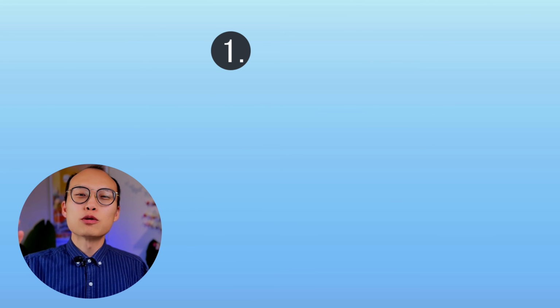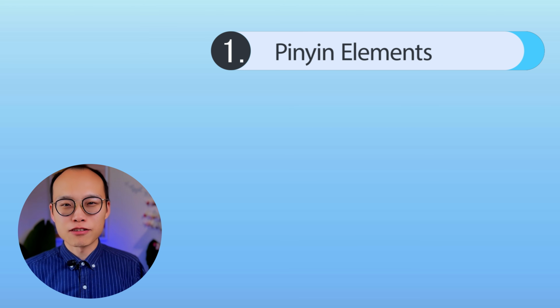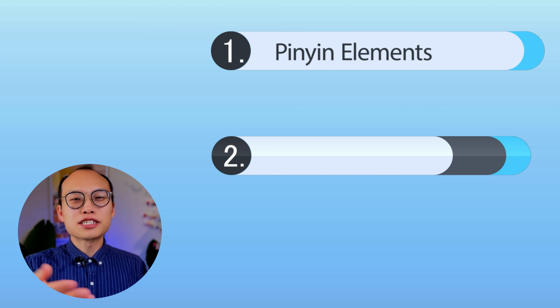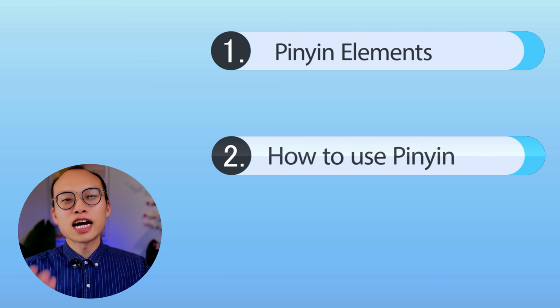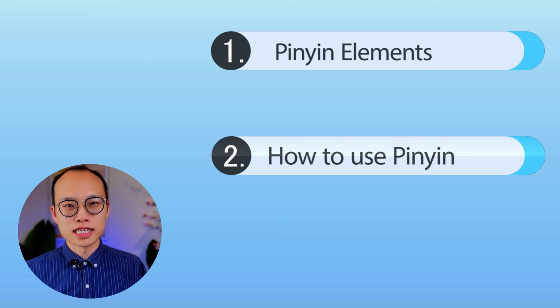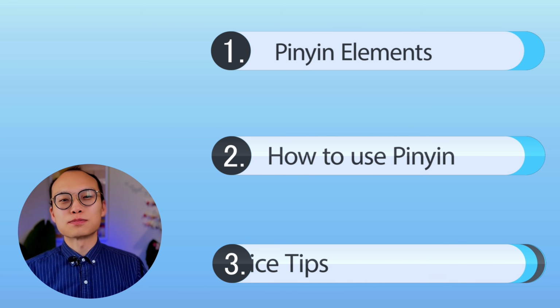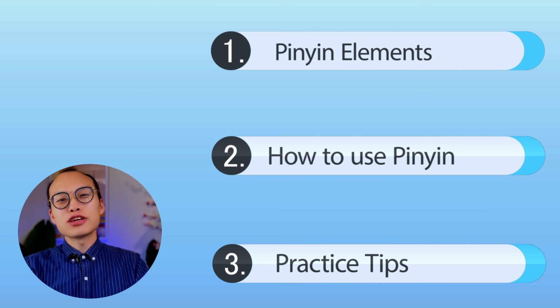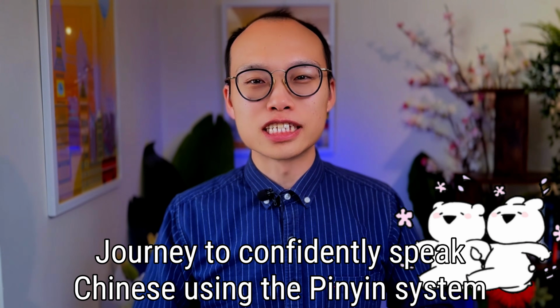In this video, we will dive into the world of Chinese pinyin and explore how to use its alphabet effectively. First step, mastering the pronunciation of each element. We will then go further and uncover the techniques to seamlessly combine these sounds. By the end of this lesson, you will have a solid grasp of the Chinese pinyin system, allowing you to improve your Chinese pronunciation significantly. So, let's get started on your journey to confidently speaking Chinese using the pinyin system.